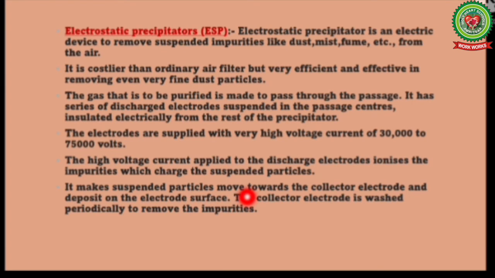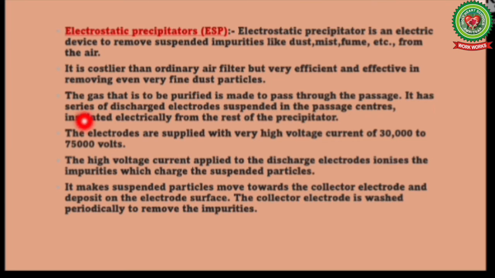The next is electrostatic precipitators, ESP. Electrostatic precipitator is an electric device to remove suspended impurities like dust, mist, fume, etc. from the air. It is costlier than ordinary air filter, but very efficient and effective in removing even very fine dust particles. Gas that is to be purified is made to pass through the passage.